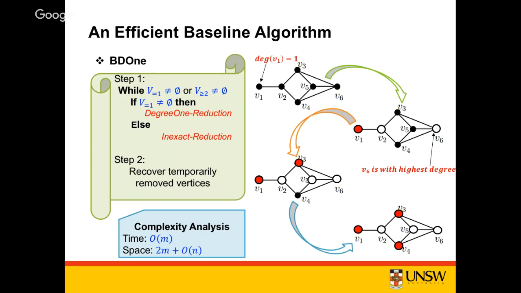For this simple algorithm, the time complexity is linear in the number of edges, O(m). And the space is 2m plus O(n).